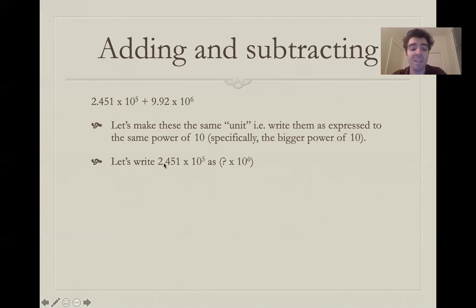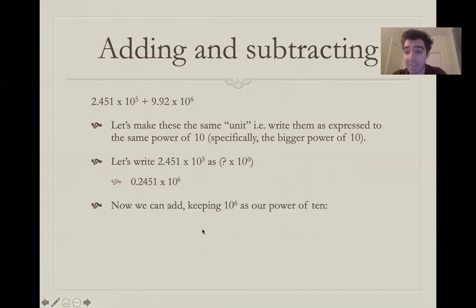That means that I need to move this decimal place over 1 to the left, because that's going to make this number correspondingly smaller, kind of like we did at the end of the last video when we were looking at numbers that were not quite in scientific notation. If I move the exponent up 1, I move my decimal place 1 to the left. So this is my new way of writing this number. It's no longer in scientific notation, but that's okay. It is as it needs to be for us to combine it with the other number that is written as a power of 10 to the power of 6.